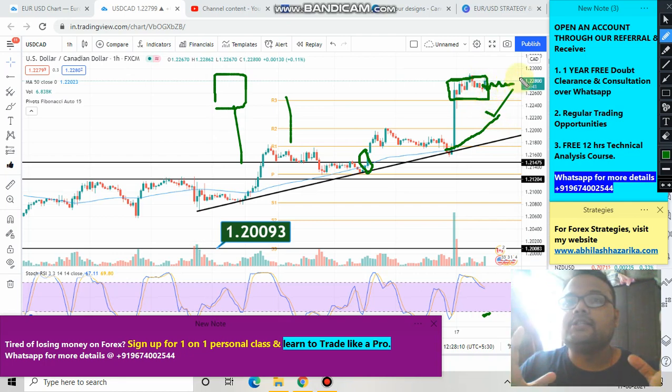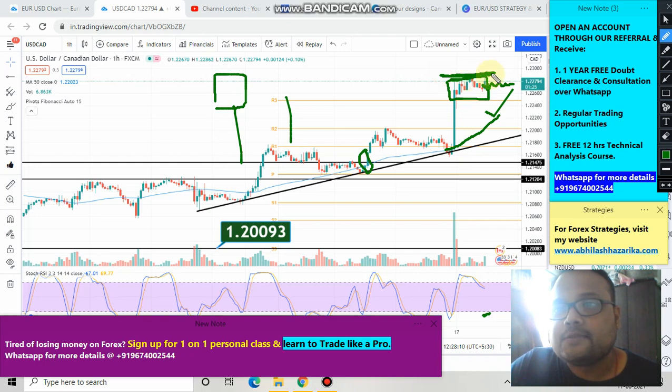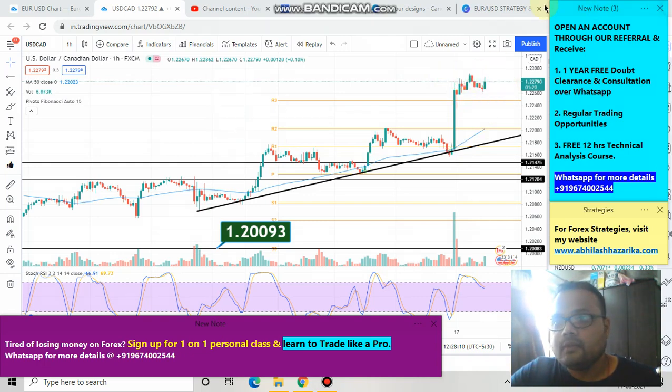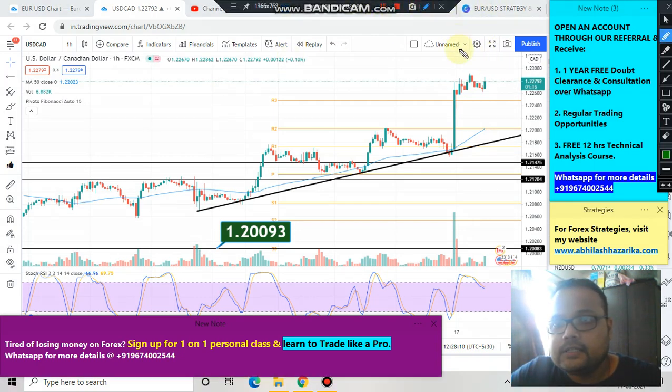Then you'll get the confirmation that yes, market is under so much bullish pressure that market does not want to retrace. Then you can also go for a buy order in case market crosses the highest point, the highest candle in front of you. Right now in front of us, this is the highest candle.